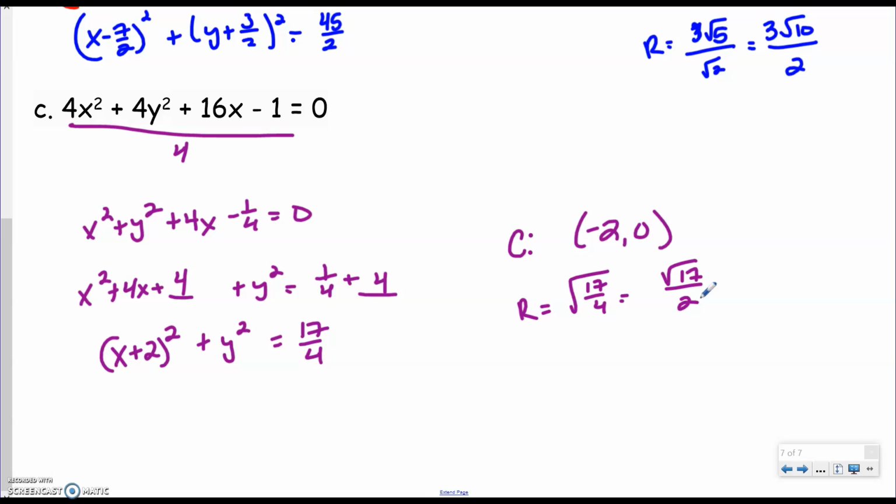So that is what you're doing today. Again, I think the directions say general form. Just put it in standard form. You're good. If you want to practice multiplying stuff out, you can do that.